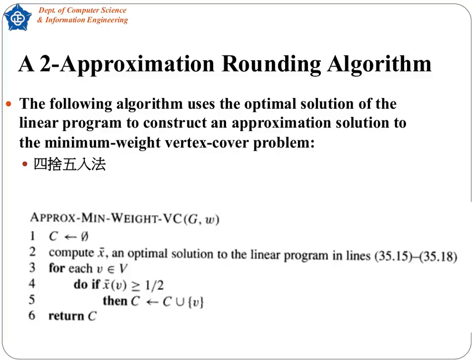By choosing the 1/2 threshold, we guarantee that the total weight of C is at most twice the weight of an optimal cover. This straightforward rounding scheme, often called the round half up method, runs in time dominated by the linear program and achieves a factor 2 approximation.